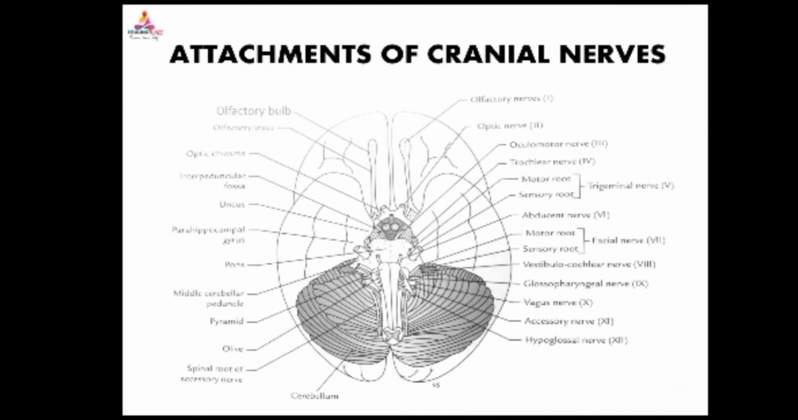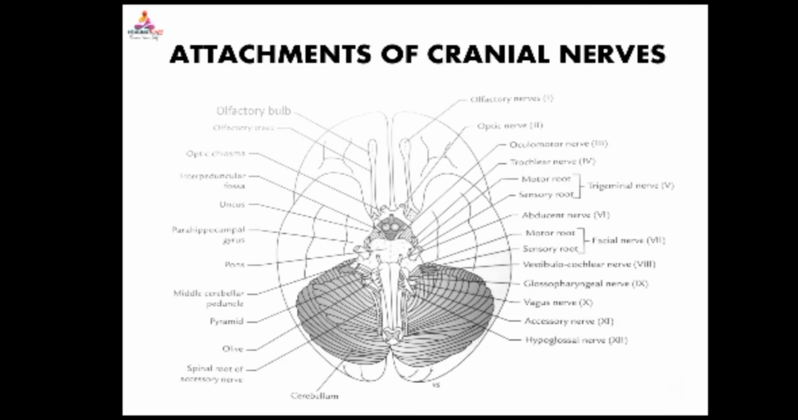The seventh cranial nerve is the facial nerve. It emerges at the inferior border of the pons lateral to the abducens nerve by two roots, a thick medial motor root and the slender lateral sensory root called nervus intermedius.